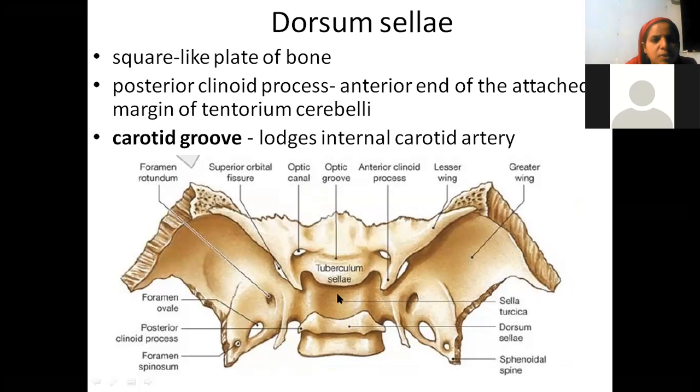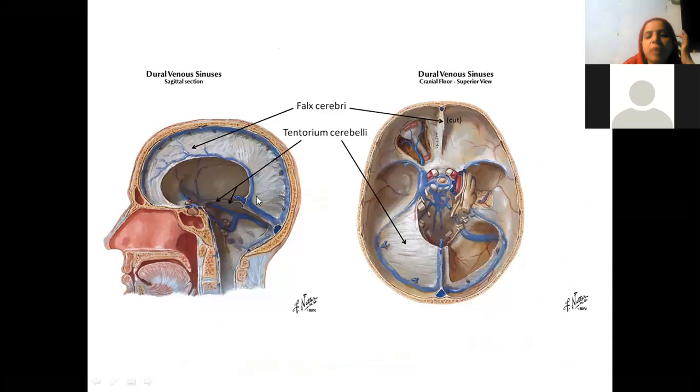So this is the dorsum sellae, and these are the posterior clinoid processes. On either side, this particular area is the carotid groove, which lodges the internal carotid artery. These are the folds of dura mater, like falx cerebri and tentorium cerebelli, which we will discuss in a separate class. These are all dural venous sinuses associated with these folds of dura mater. This is the sigmoid sulcus where we have the sigmoid sinus. This is the transverse sulcus where we have the transverse sinus. This is the confluence of sinuses, that means the meeting point of all sinuses, at the internal occipital protuberance.